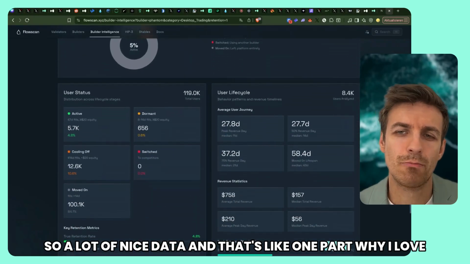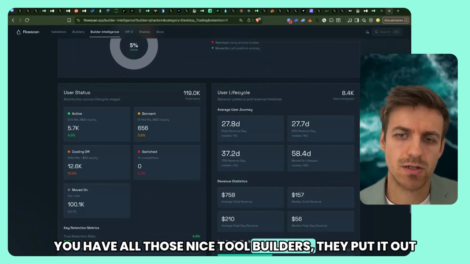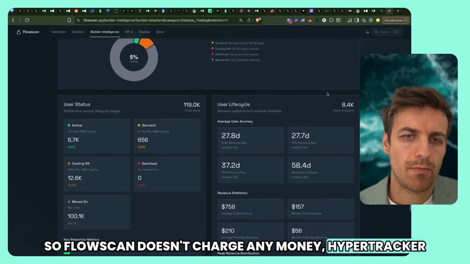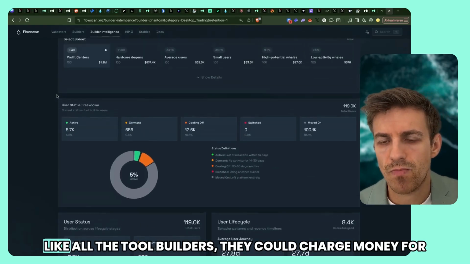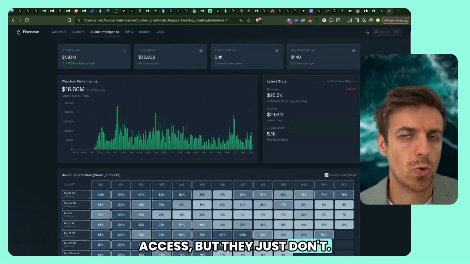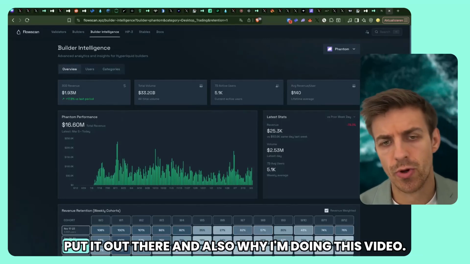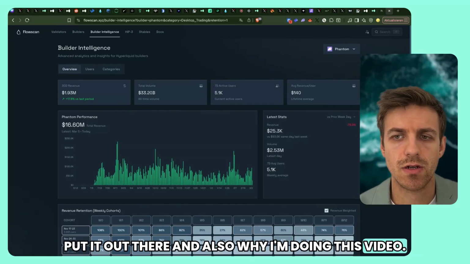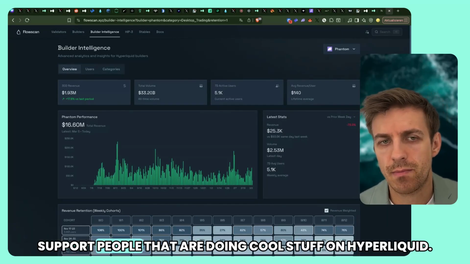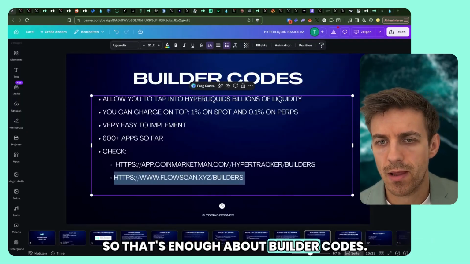And that's one part of why I love Hyperliquid so much. You have all those nice tool builders. They put it out there. So Flowscan doesn't charge any money. HyperTracker doesn't charge any money. All the tool builders, they could charge money for access, but they just don't. And that's also part of the Hyperliquid ethos: build great stuff, put it out there, and that's also why I'm doing this video. Just do cool stuff and put it out there, and support people that are doing cool stuff on Hyperliquid. So that's enough about builder codes.